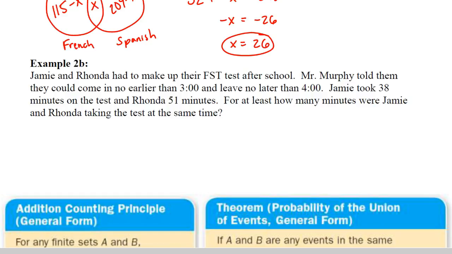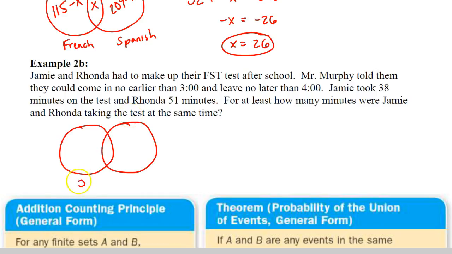So again, we're trying to figure out the minimum amount of minutes that they could have been together in the classroom at the same time. Because if we add together 51 minutes that it took for Rhonda to take the test and the 38 minutes that it took for Jamie to take the test, that's more than 1 hour. So they weren't taking it back to back. There's got to be a little bit of overlap here. So to figure that out, if it's helpful, you can draw a Venn diagram.